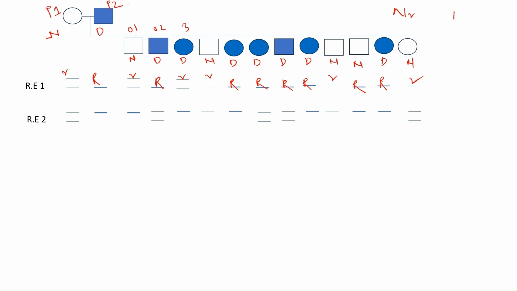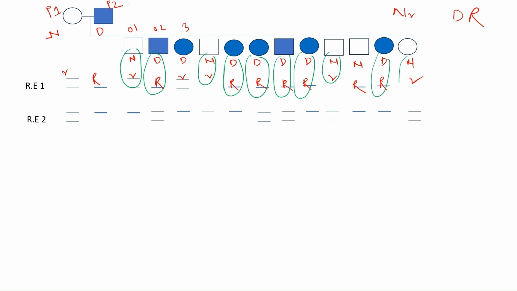What is our parental type? N r and D R: capital N, small r, capital D, capital R. Now, if we see these offspring, what can we find? Offspring 1, parental type. Offspring 2, parental type. Offspring 4, parental type. Let me circle it for you, it will be easy for you to understand. This is parental type. This is parental type. This one parental type. These are all parental types. This is parental type, and parental type.